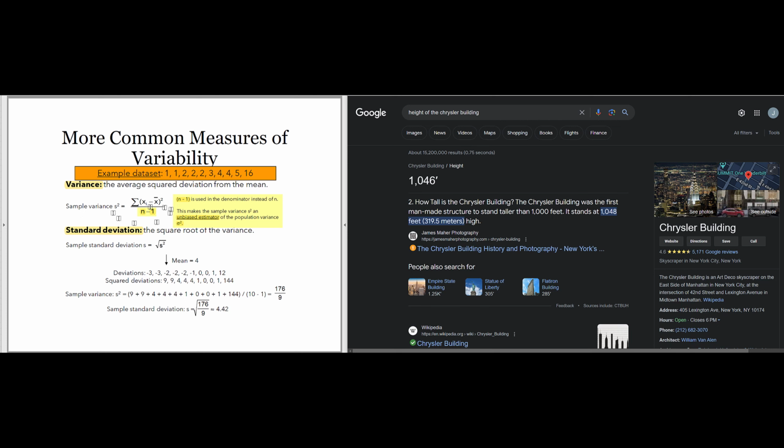Now, what is one problem with the variance? One problem with the variance is that it's not in the same units as the mean. The mean, we said here, was 1,250 feet. But the variance, because this is a sum of squares, is going to be in feet squared. And it's really hard to think about what the meaning is of feet squared. So we normally take the square root of the variance to compute the standard deviation.